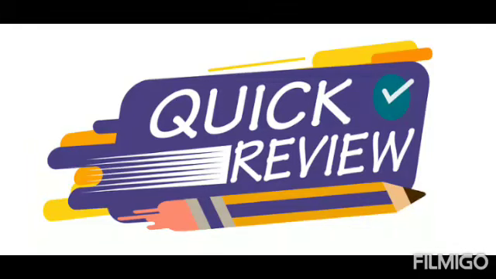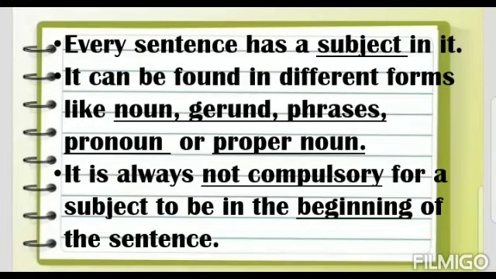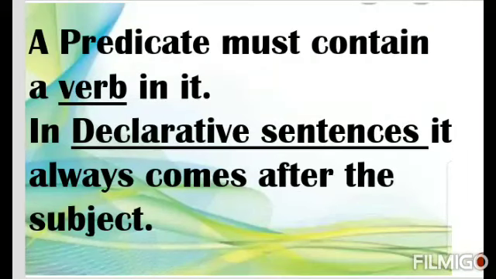We now have come to the end of our lesson. Let's have a quick review. I hope you all understood that every sentence has a subject in it. It can be found in different forms like noun, gerund, phrases, pronoun, or proper noun. It is not always compulsory for a subject to be at the beginning of the sentence. For predicate, we should remember that it must contain a verb in it, and in all declarative sentences, the predicate always comes after the subject.